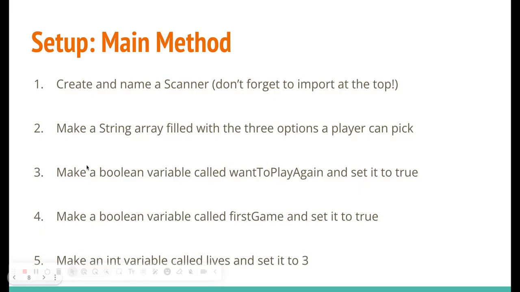Next, you're going to make a boolean variable called wantToPlayAgain and set it to true. Then another boolean variable called firstGame and set it to true. Finally, you're going to make an int variable called lives and set it to 3. I'll let you pause the video here and give you a second to do that. And now let's go over the solution.